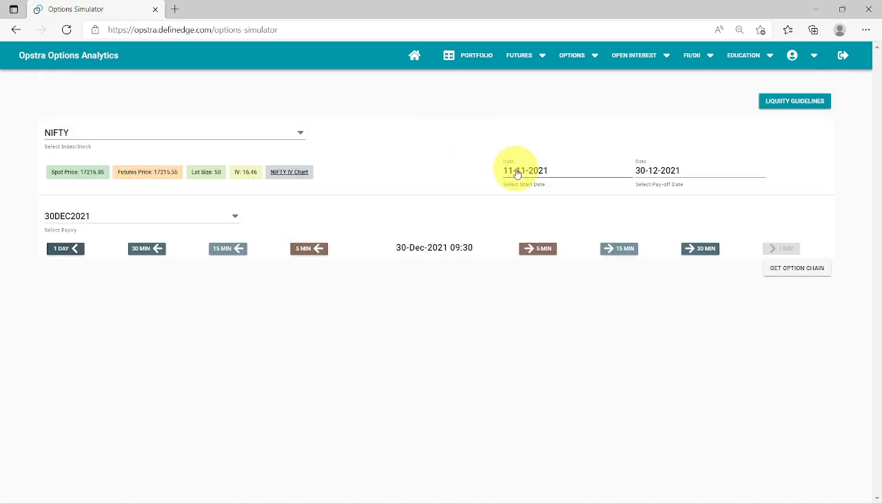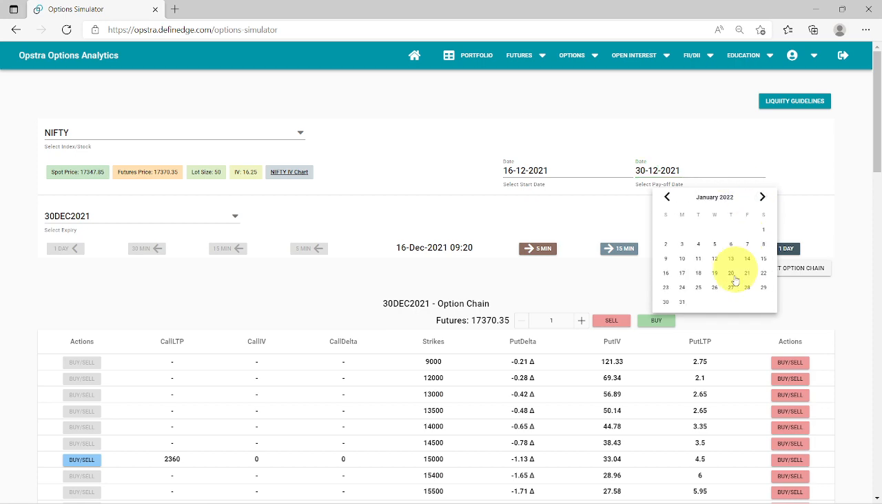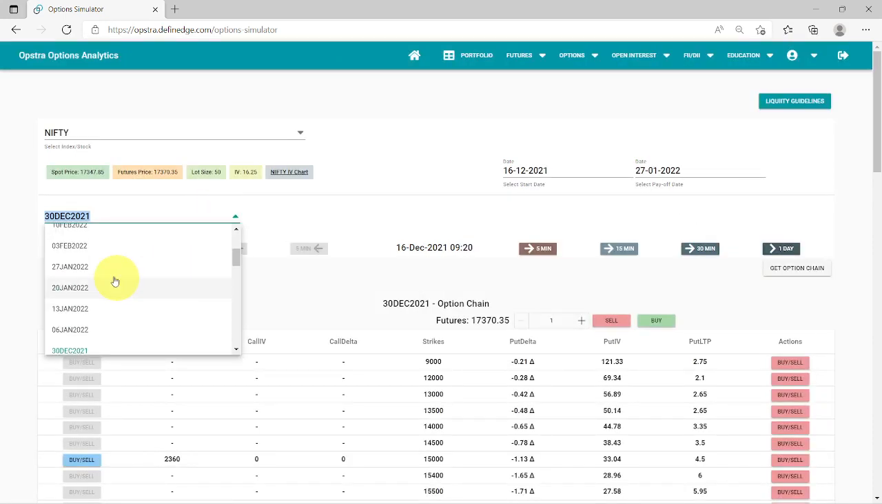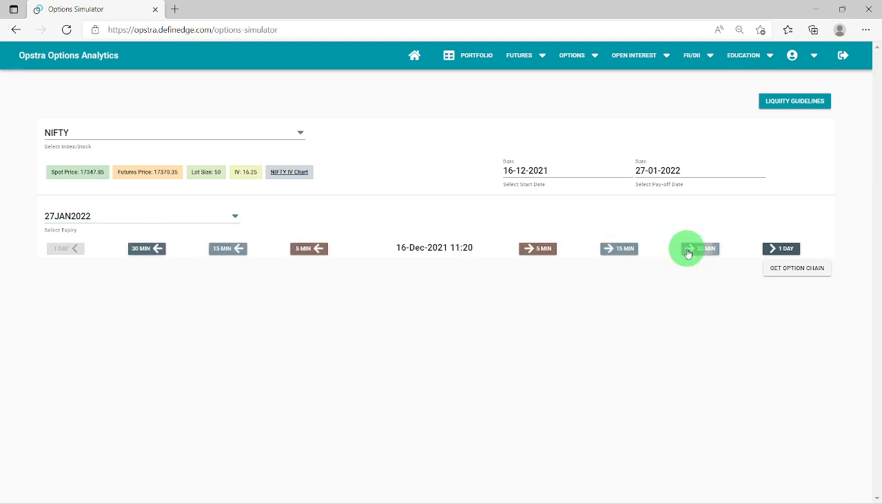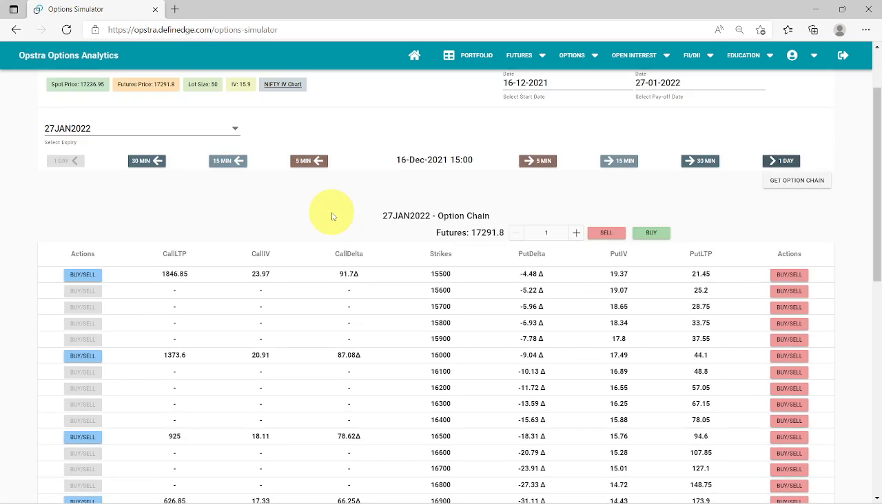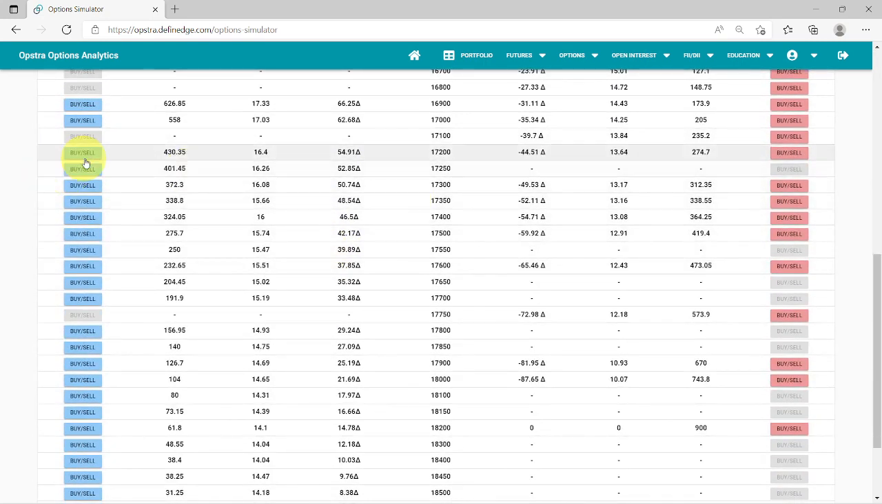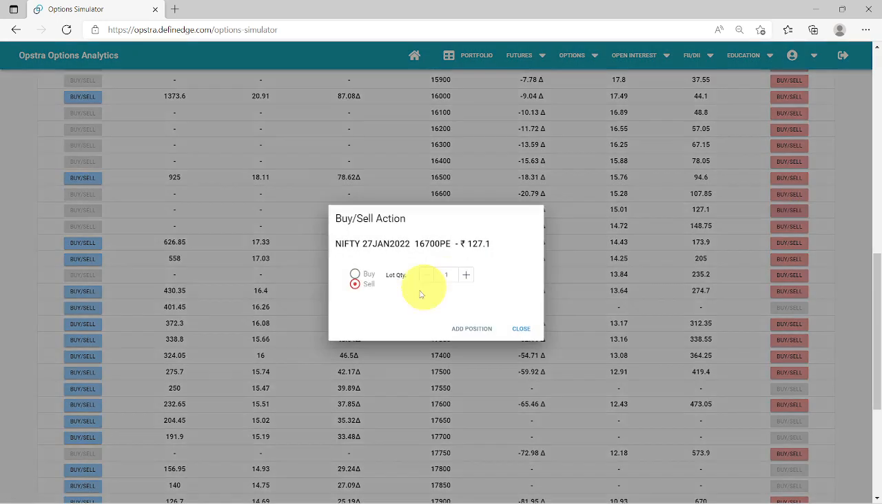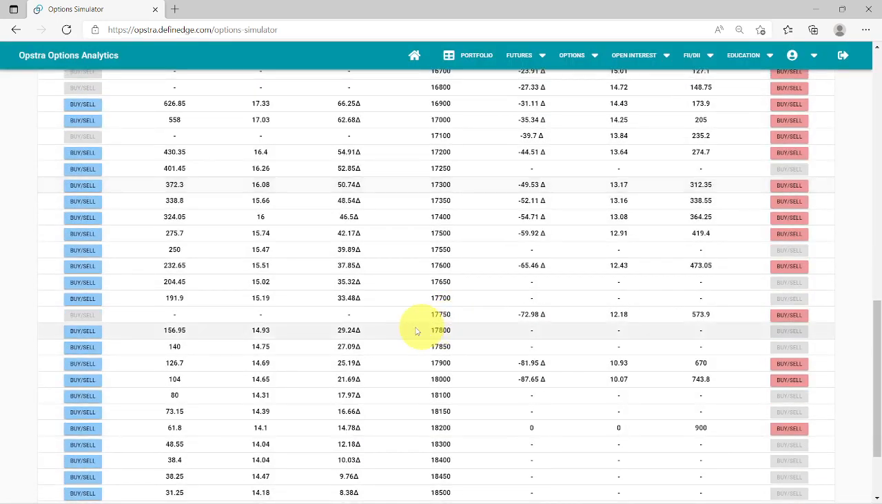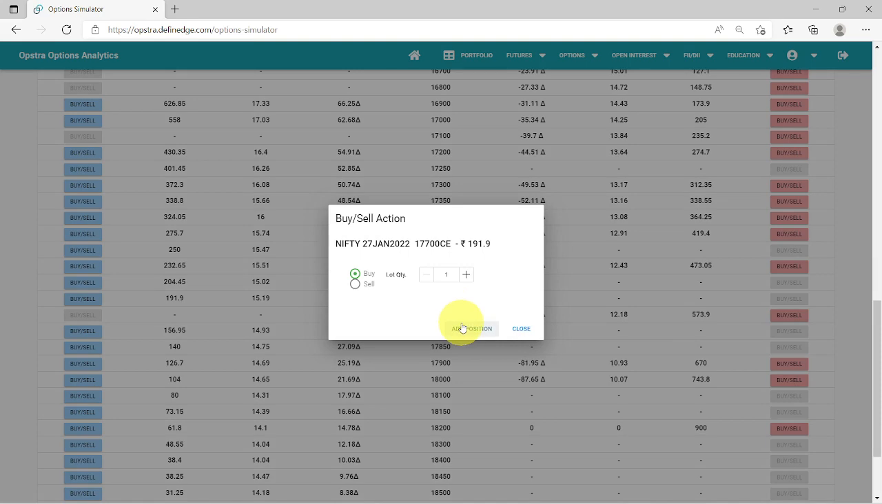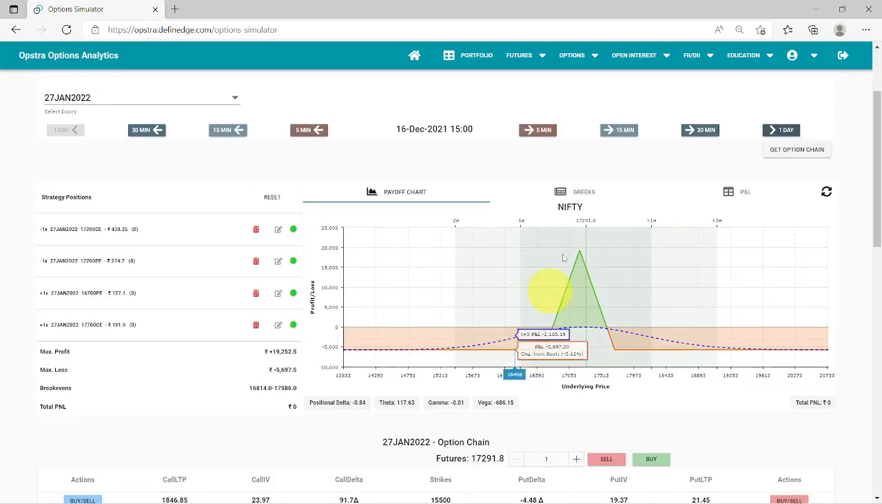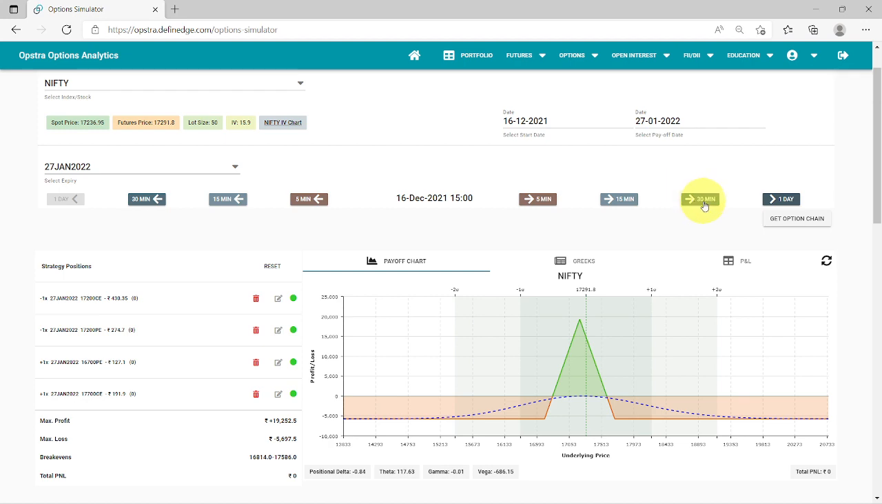Now coming to the month of January. We are entering on December 3rd Thursday and exiting on January expiry day. I'll put January expiry day here. We'll be entering at 3 p.m. It is 17,200. So I'm going to sell the 17,200 call and put. I'm going to buy the 16,700 put and 17,700 call. Now let's see what happens the next day.